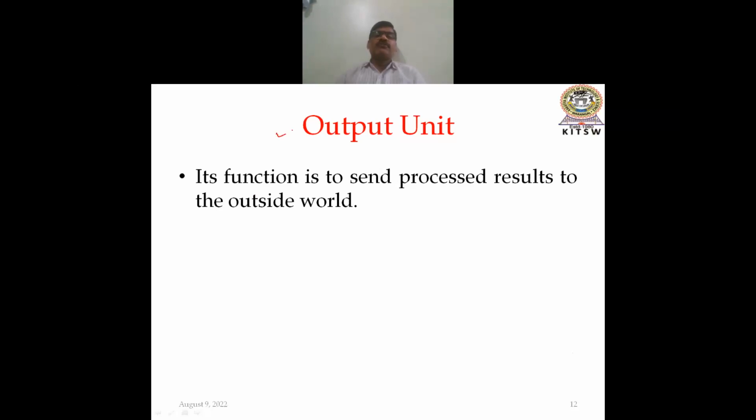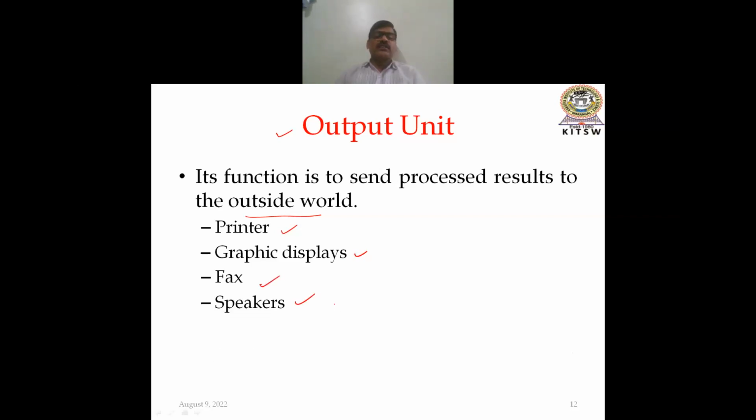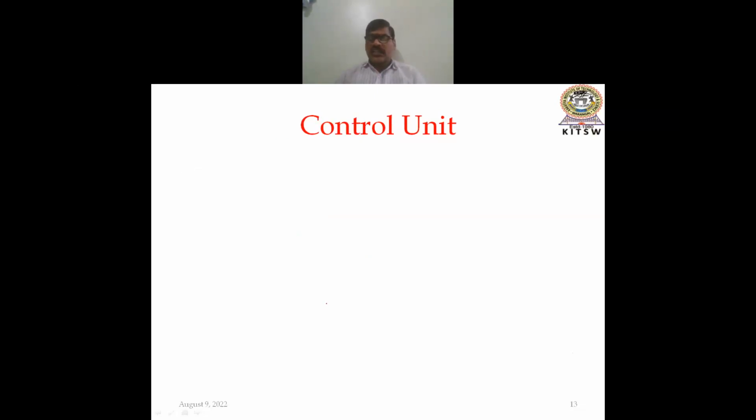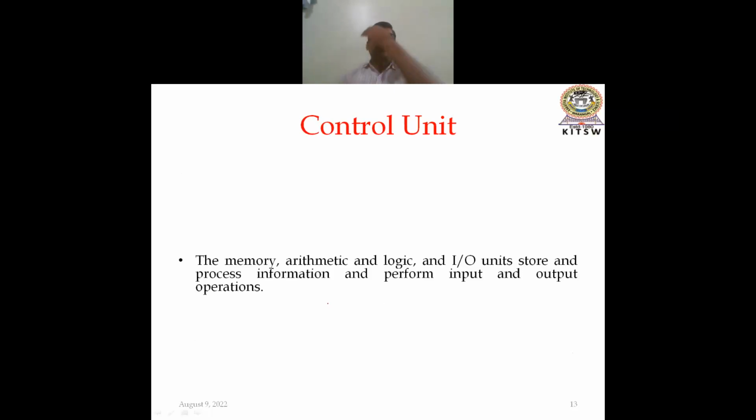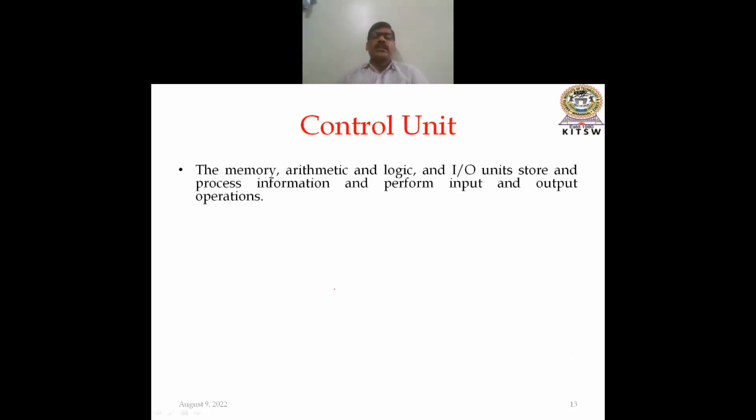Then coming to the output unit, the main function of this output unit is to display the results to the end user or to the outside world. Generally the most important output devices which we make use of are printers, graphic displays, fax, speakers which are used for generating audio as an output, and screens for displaying the output information.